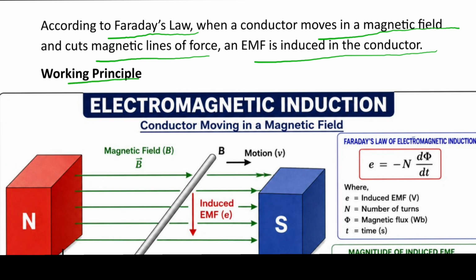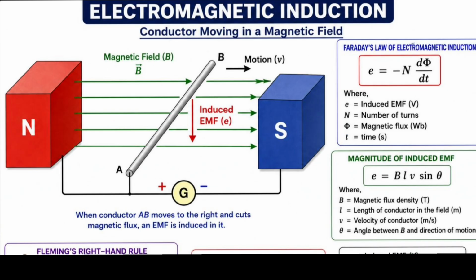So coming to the working principle, you see the diagram here. You just see the diagram, conductor moving in a magnetic field. When a conductor AB moves to the right and cuts the magnetic flux, an EMF is induced.